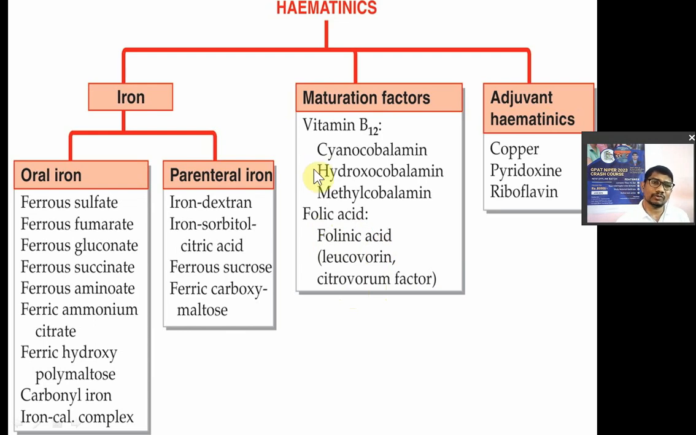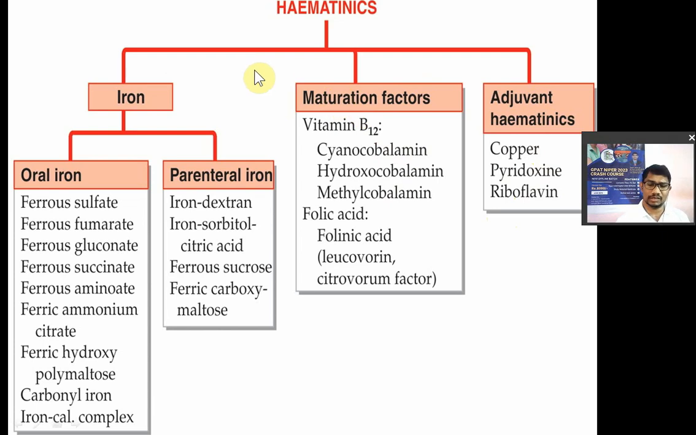These are important vitamins for maturation of RBC, so they are known as maturation factors. Now adjuvant hematinics. Copper is required in a very small amount. Pyridoxine is another water soluble vitamin known as vitamin B6, and riboflavin is another water soluble vitamin known as vitamin B2. So these are the hematinics. They are classified into these types.